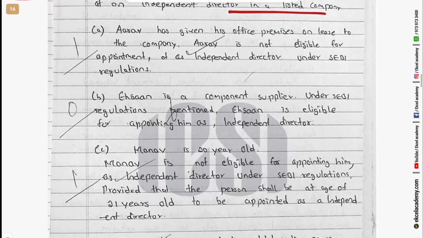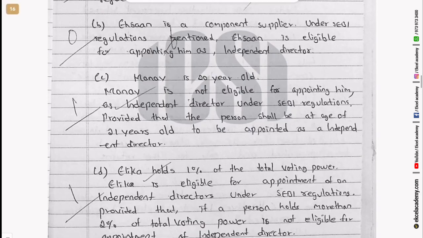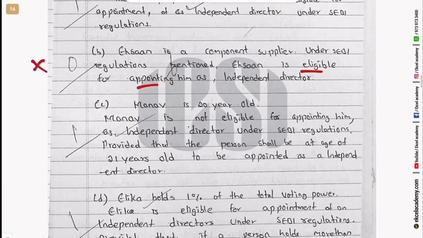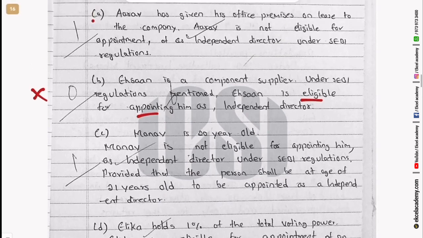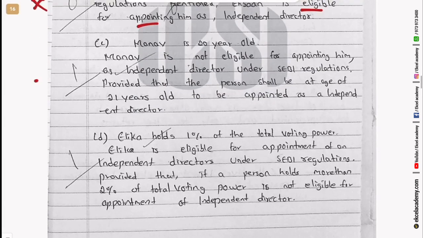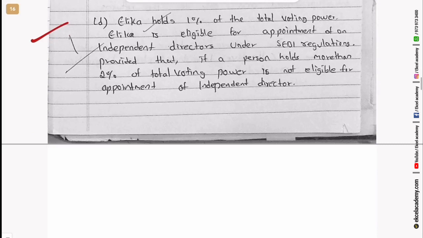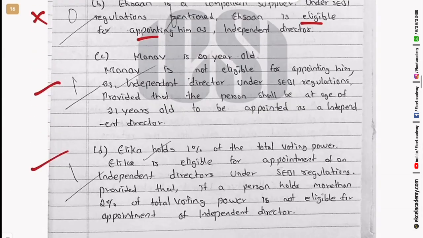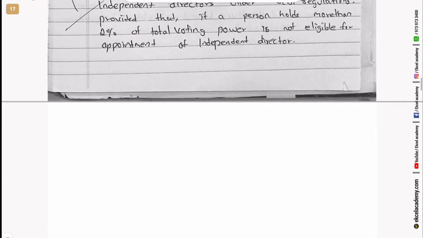Next, it comes to the specifics here. 1, 2, 3, 4. So the first one is correct. The second one is wrong. He has written eligible for appointment, but he is not eligible. So that is wrong. No problem. But other things are correct. So he has got the marks. And see, so nicely he has written the sentences. The sentences are also very, very simple.